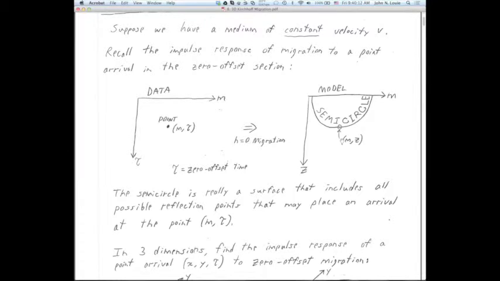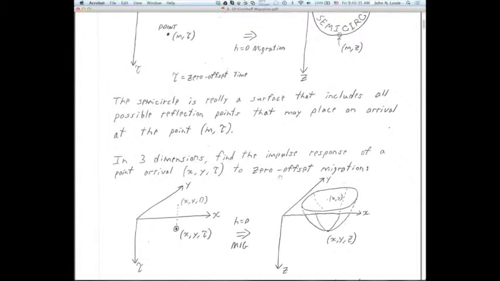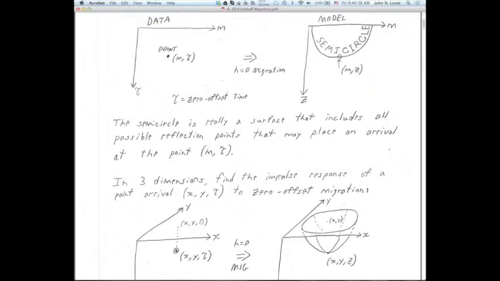Each of those points becomes a semicircle. Okay, I'm sure you remember that. And now your model, okay, your data domain was m and tau. Your model domain is m and z. Okay, and at the bottom of that semicircle is the point m, the same midpoint. And it's now been projected from tau to z. Okay. Now, what is that semicircle? That semicircle is a surface that includes all possible reflection points that may place an arrival at that point in the data, at m and tau.